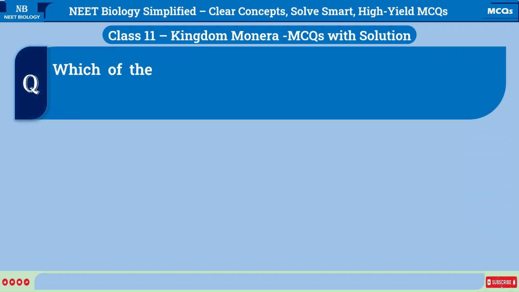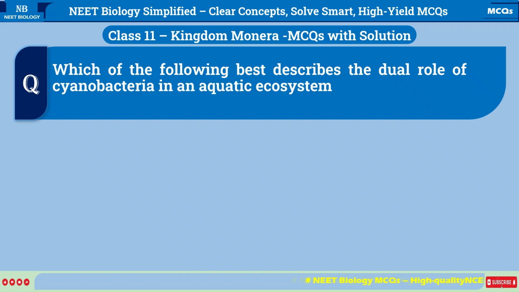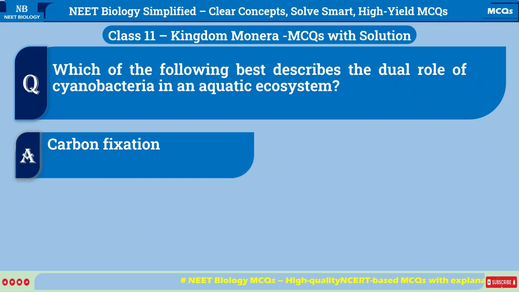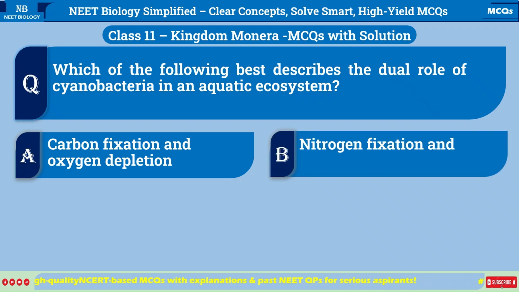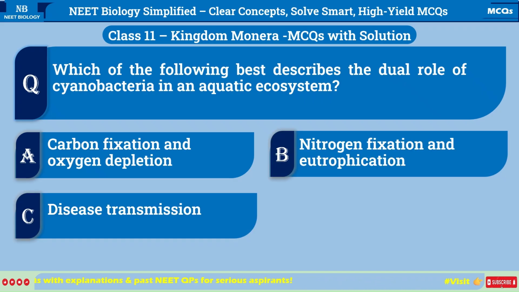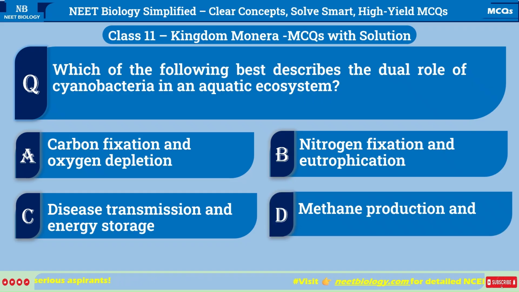Which of the following best describes the dual role of Cyanobacteria in an aquatic ecosystem? A. Carbon fixation and oxygen depletion. B. Nitrogen fixation and eutrophication. C. Disease transmission and energy storage. D. Methane production and thermal tolerance.